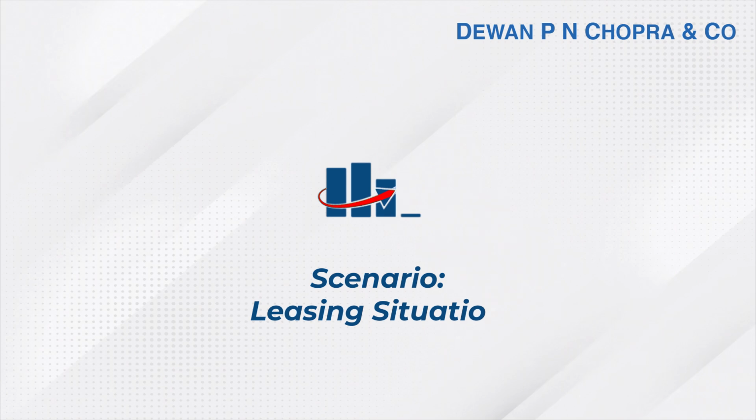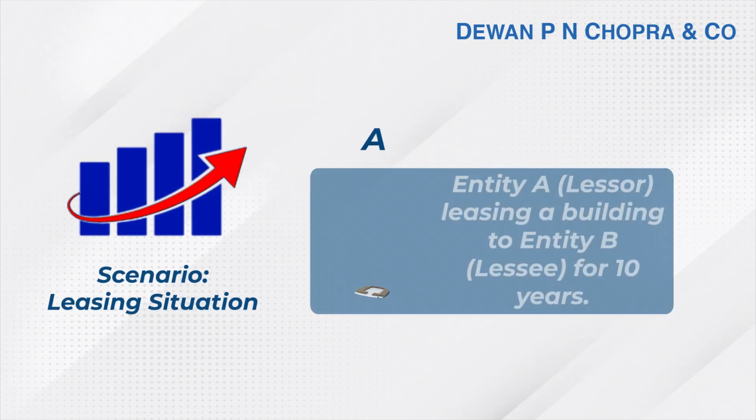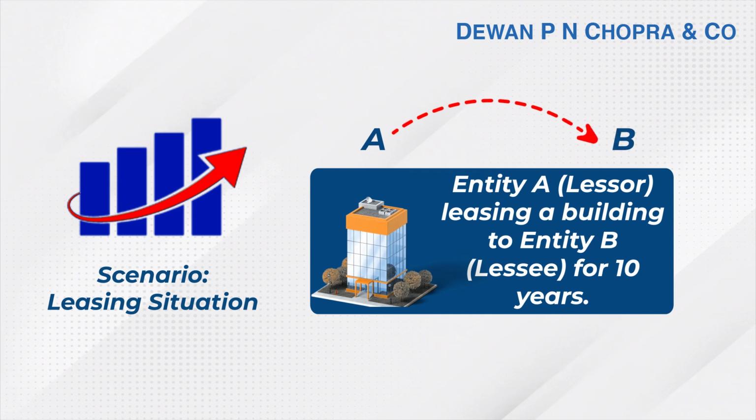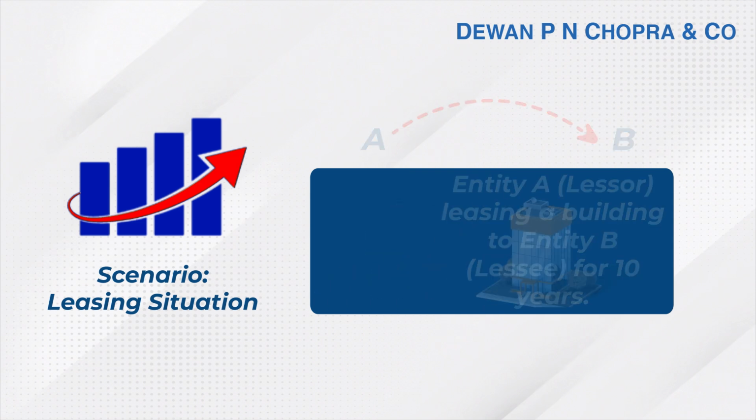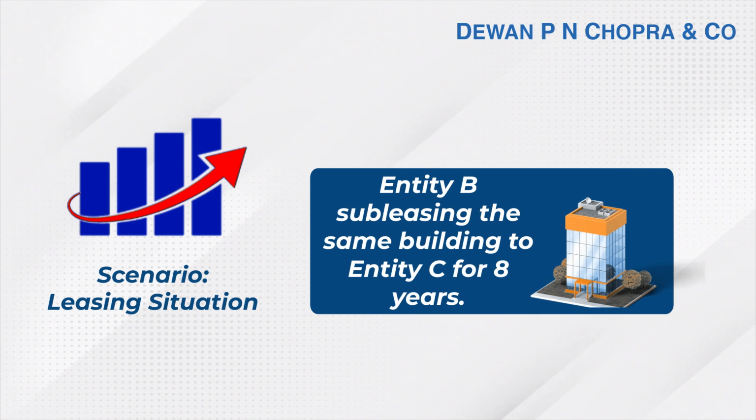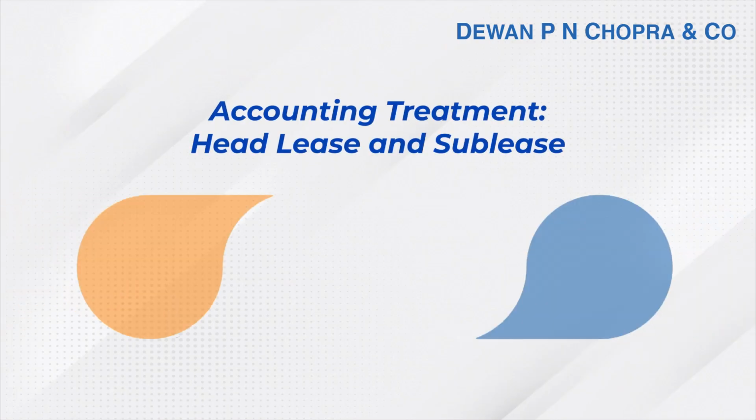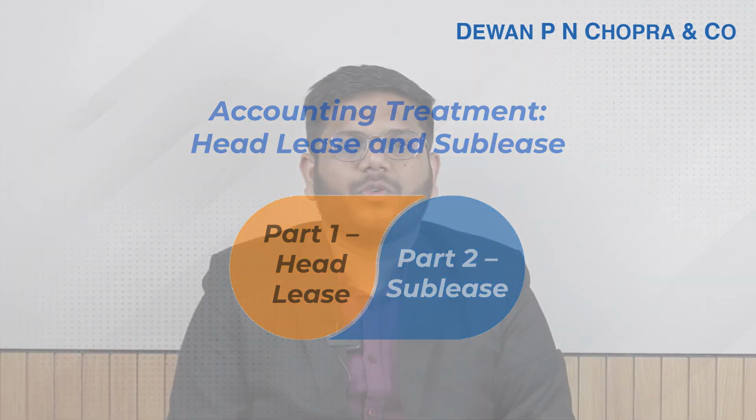Chopra and Company. Let's understand a common situation which arises in entities working in leasing business. Entity A leases out a building to Entity B for a certain amount and for a period of say 10 years, and subsequently Entity B leases out the same building for a period of 8 years to Entity C, along with all the risks and rewards associated with it. So, what will be the accounting treatment in the above scenario?